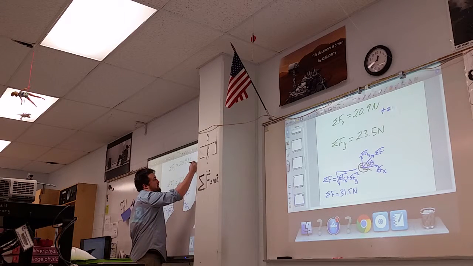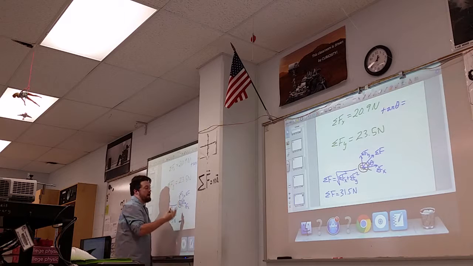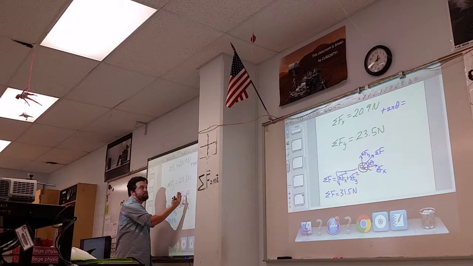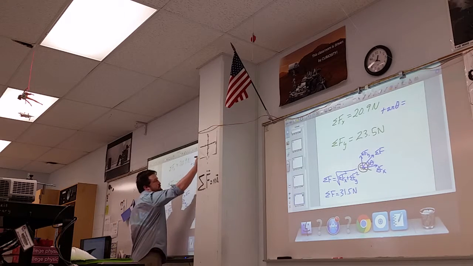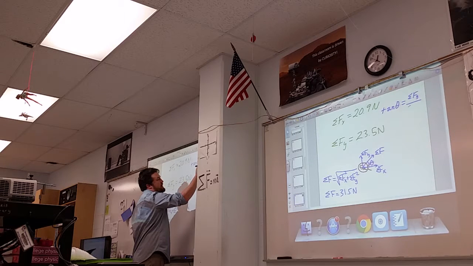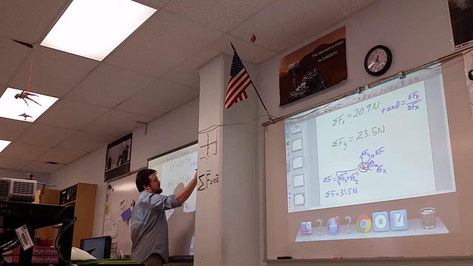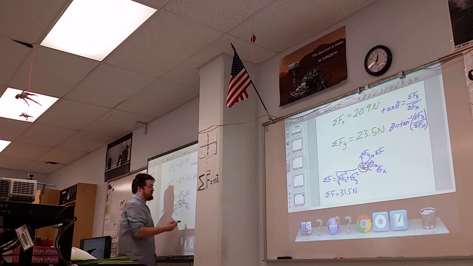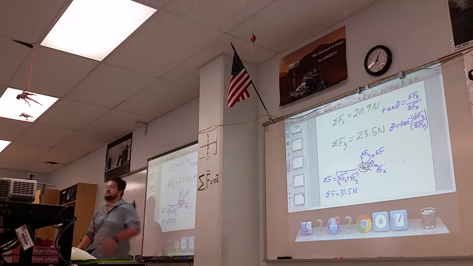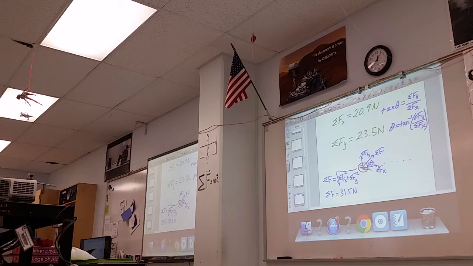We know that tangent theta is equal to opposite over adjacent, right? So the opposite side of this triangle is going to actually be the net force on the Y divided by the net force on the X. And then to solve for theta, we take the inverse tangent of net force on the Y over net force on the X. And that gives us the angle from the positive x-axis, right? Yes? Okay.